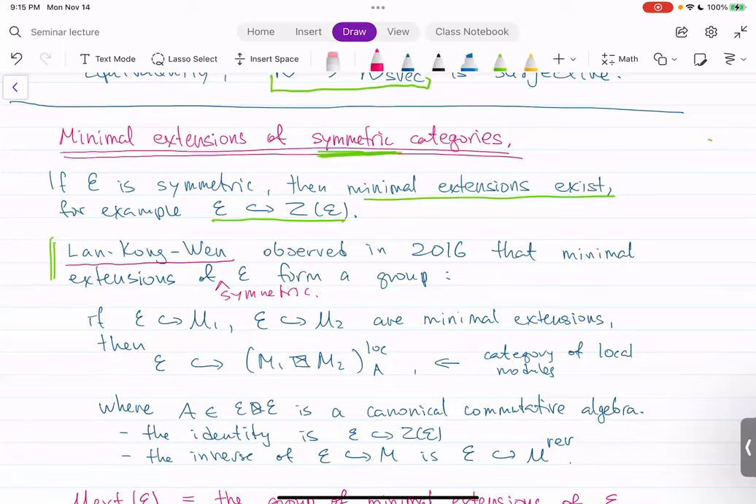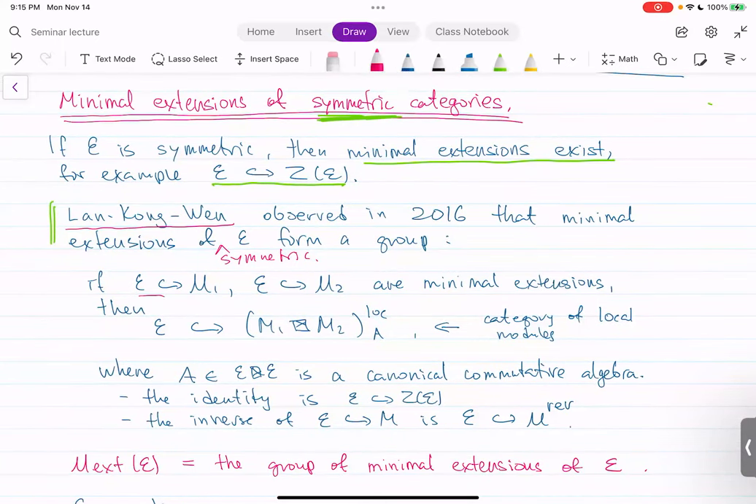Now the product of minimal extensions. Suppose there are two, let's say E inside M1 and E inside M2. Here is how the product is defined. One can take the tensor product of M1 and M2, and inside this tensor product there is a canonical commutative algebra sitting inside E tensor E, which is in turn inside M1 tensor M2. One can take the category of local modules with respect to this algebra, and it turns out that this category is a minimal extension of E, which is the product by definition. This is associative. The identity is the extension I mentioned before, where E sits inside its Drinfeld center.